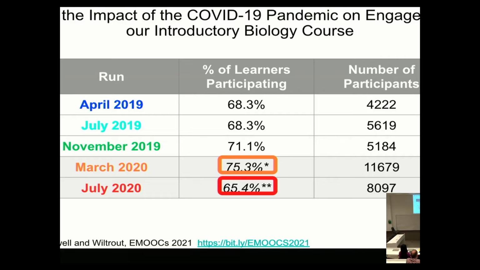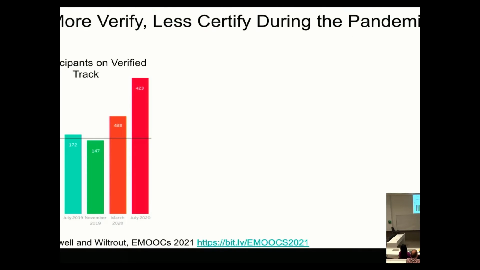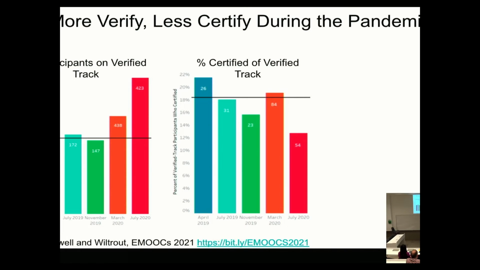And so overall in this study, we could see more verify but less certify. What that means is that the participants on the verified track went up in number, and as a percentage out of the total that also went up. The percent certified on the verified track went down. So for the people who were actually completing, the number was roughly higher than some older runs, but the percent overall who certified went down.